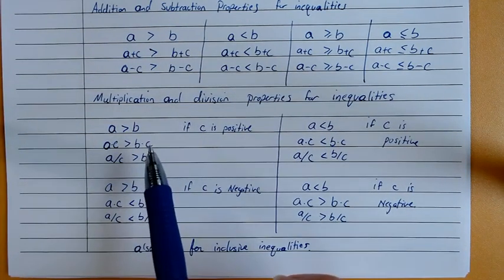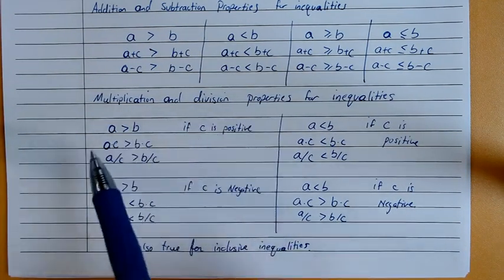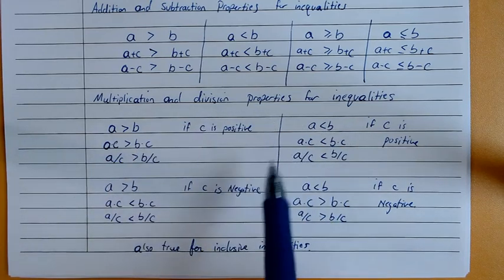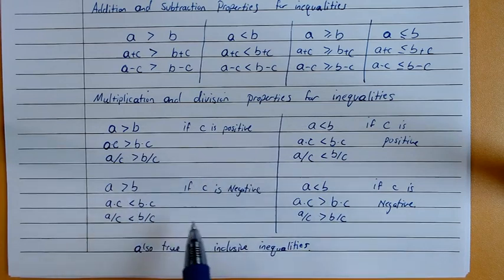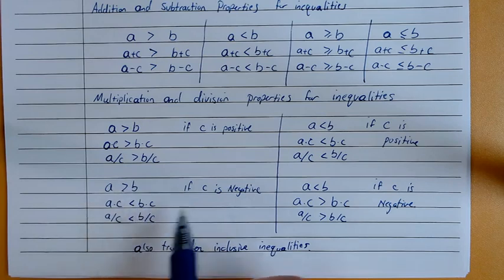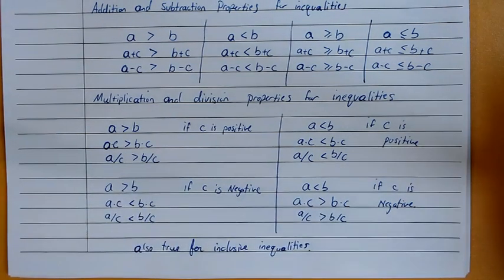For multiplication and division properties, if you multiply or divide on both sides of an inequality by a positive number, nothing changes. If you multiply on both sides by a negative number, the inequality reverses. Whatever it started as, it's going to flip over like that.